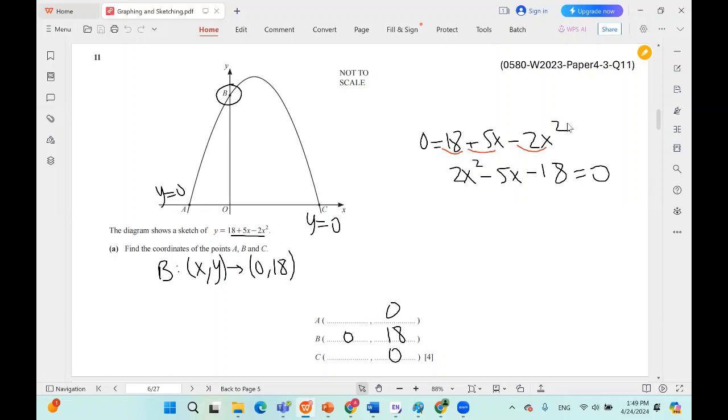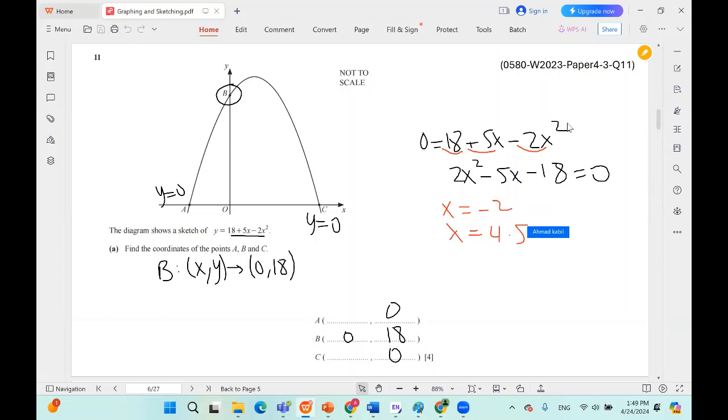Now we have an equation here. We're not required to show work, so we can just use the calculator, mode 5 3, to get the values. We can just put 2 for A on the calculator, negative 5 for B, and negative 18 for C. So the values are negative 2 and 4.5. So either x equals negative 2 or x equals 4.5.